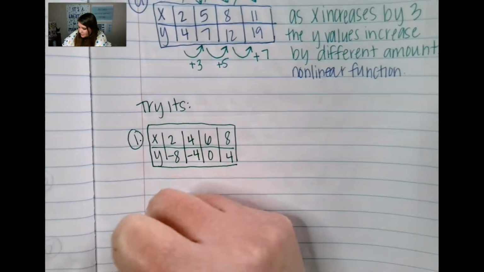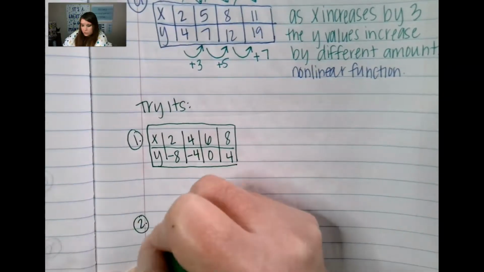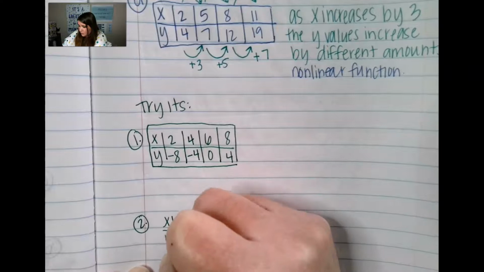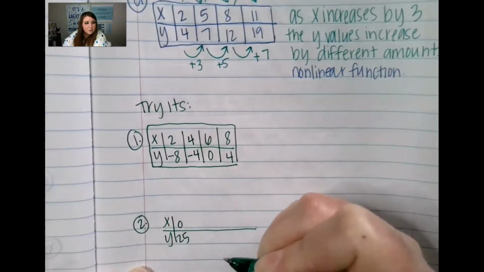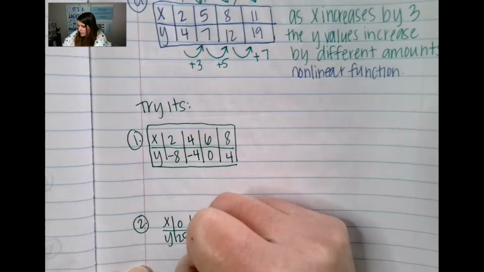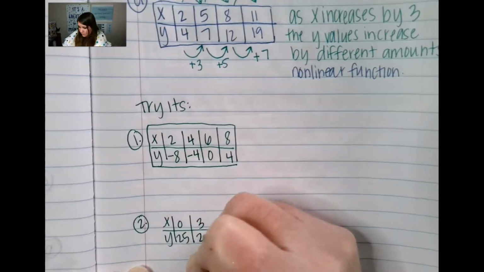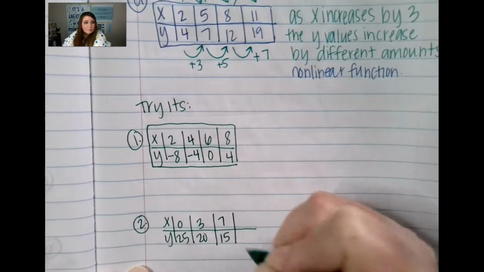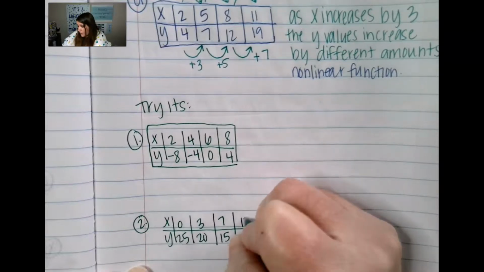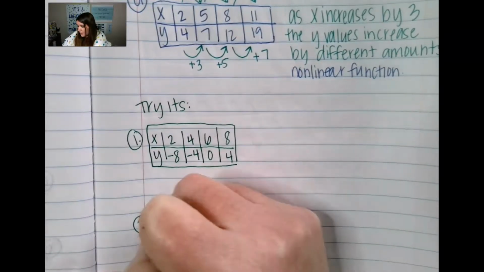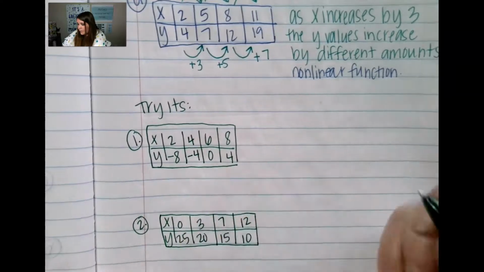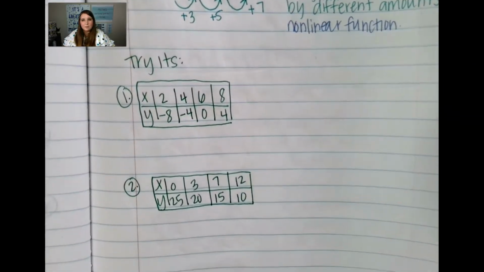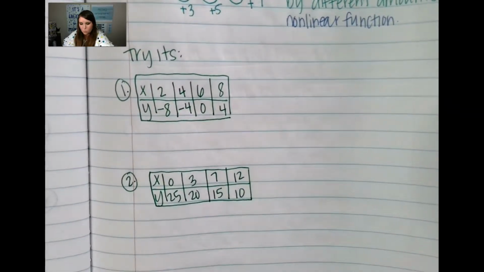Okay, and then number 2. Number 2, x and y. We have 0 and 25. Ooh, look, there's the slope and the y-intercept. And then we have 3 and 20. And we have 7 and 15. And then last but not least, 12 and 10. So we have various different amounts here. Let's hit pause right now so you don't hear me solving. And then when you are ready, come on back and check your work.